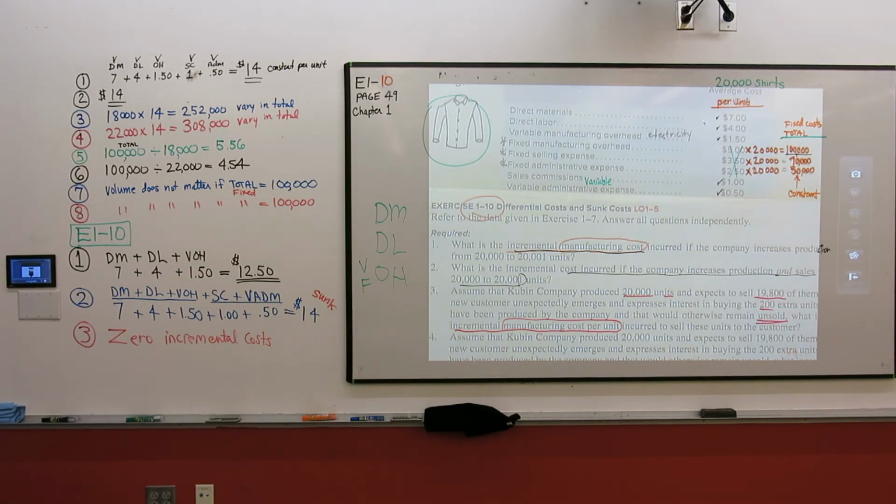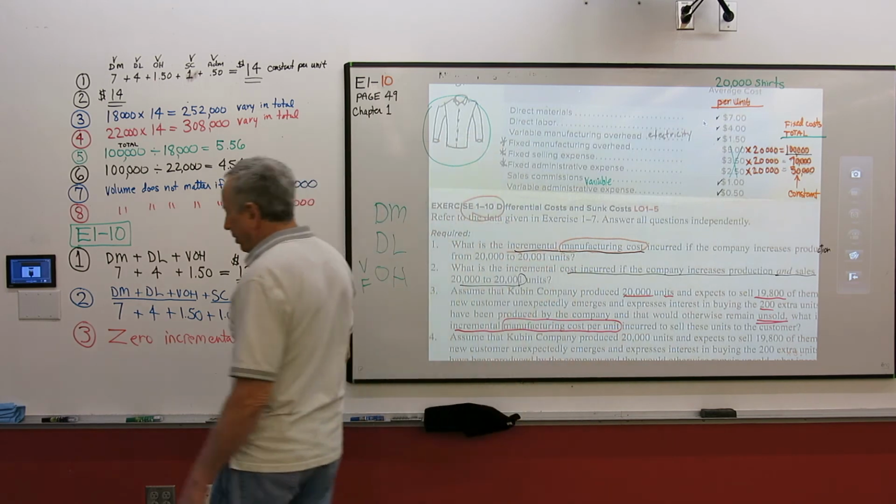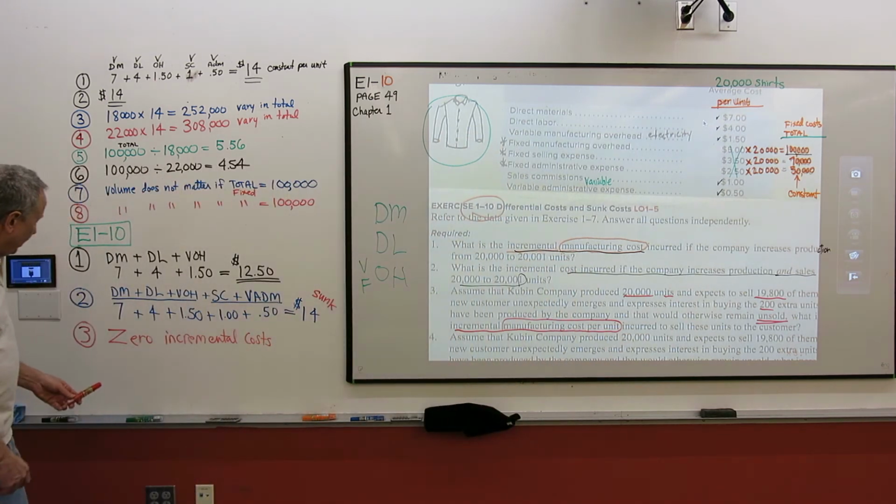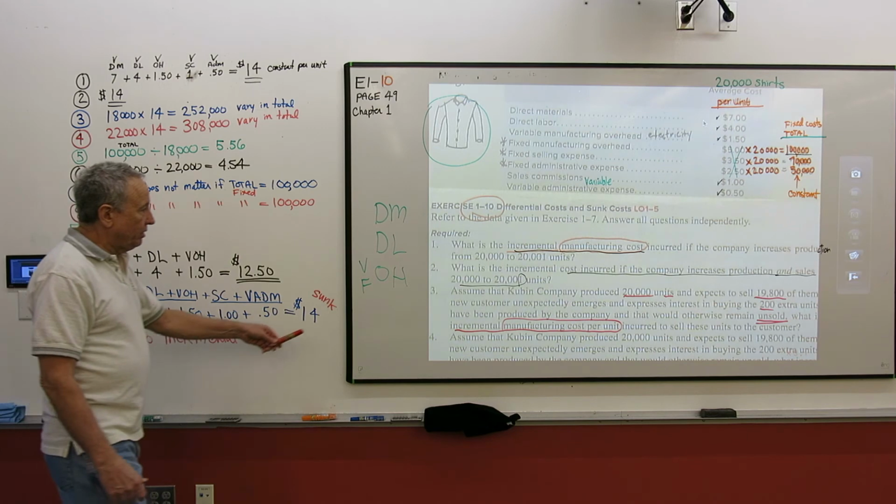All right, hopefully you caught that. My recorder only tapes 15-minute increments. But there's 0 incremental costs because the shirts are already made.